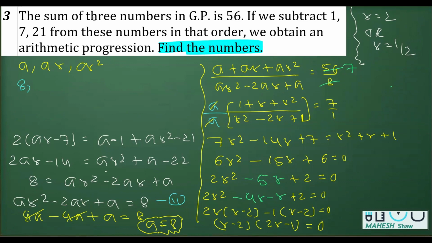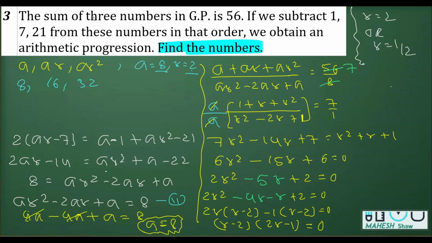A, which is 8, then AR. Once again, we have found A as 8 when R is 2. So placing A as 8, 8 into 2 is 16. And placing A here, 8 multiplied by R square, 2 square is 4, 4 into 8, that's 32. Now clearly this is a GP, where R is 2.